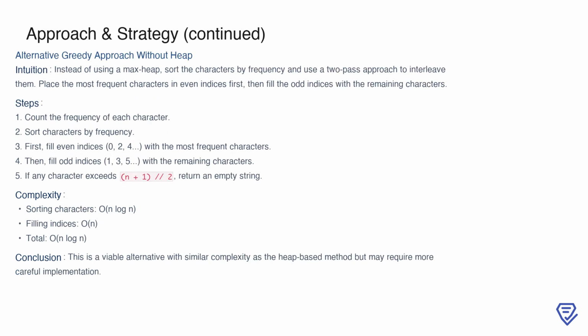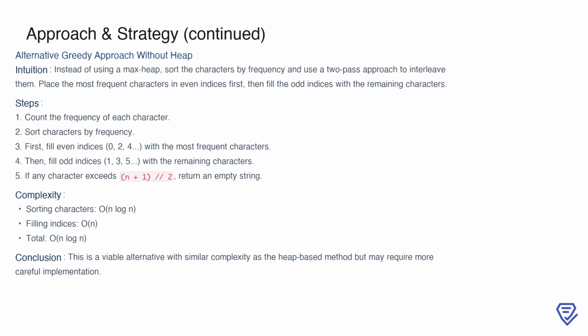An alternative to the max heap approach is another greedy strategy that avoids using a heap altogether. Instead, we can sort the characters by their frequencies and use a two-pass method to interleave them. The idea here is to first place the most frequent characters at even indices, such as 0, 2, 4, and so on. Once the even indices are filled, the remaining characters are placed at the odd indices, like 1, 3, 5, and so forth.